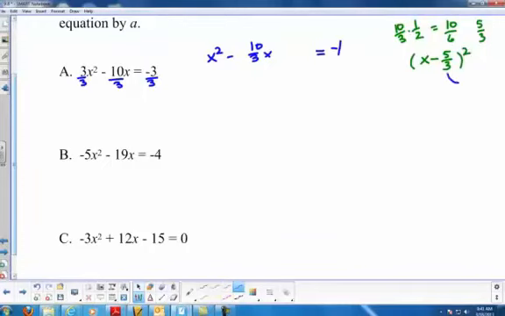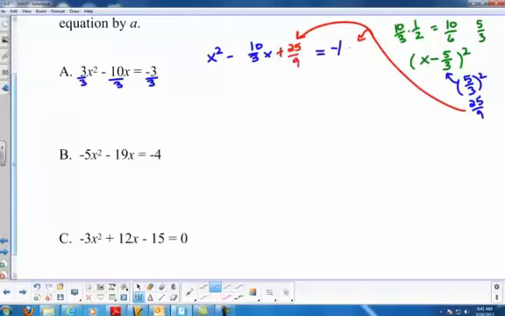Now, 5/3 squared, that c value is 25 over 9. So that's what we have to add to both sides of the equation here. So my factored form is x minus 5/3 squared. And on the right here, negative 1 is the same exact thing as negative 9 over 9. And negative 9 plus 25 is 16.